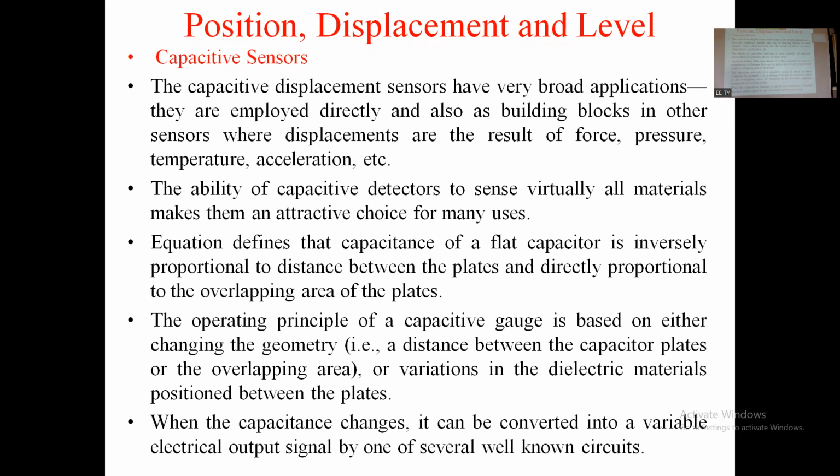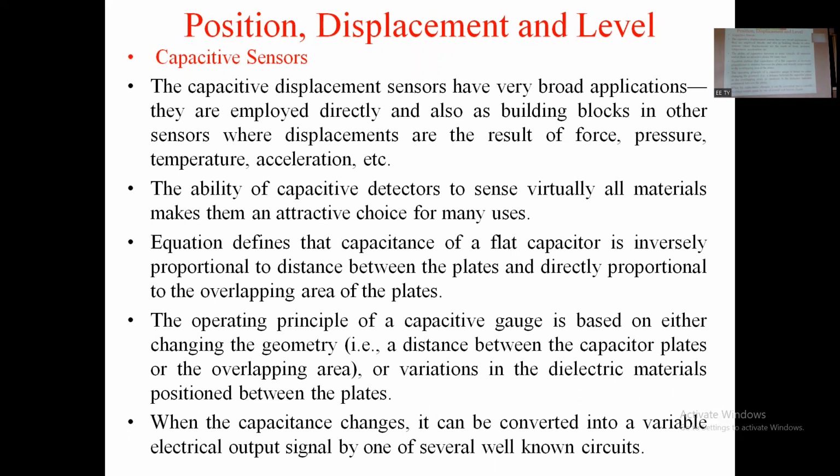The operating principle of a capacitive gauge is based on either changing the geometry, that is the distance between the capacitor plates, or the overlapping area, right? The capacitive sensor is made up of two plates, you already know the capacitor construction. So how does it operate? C is directly proportional to A divided by D. That means we are able to operate these types of sensors by changing their geometry, that is, by changing the shape.